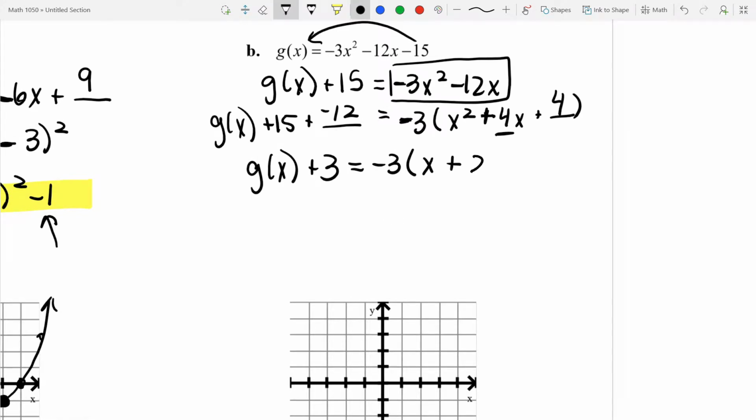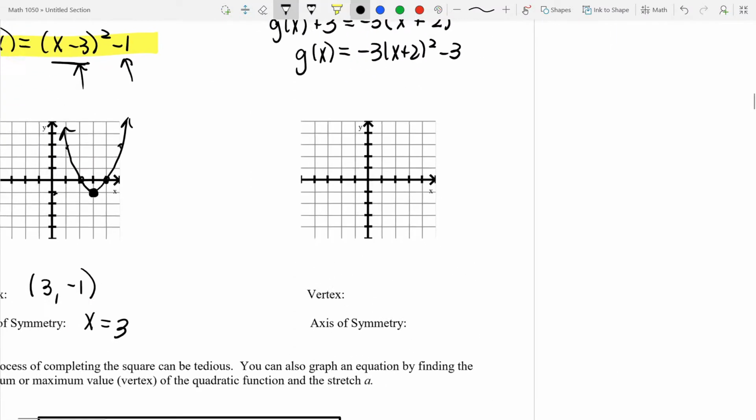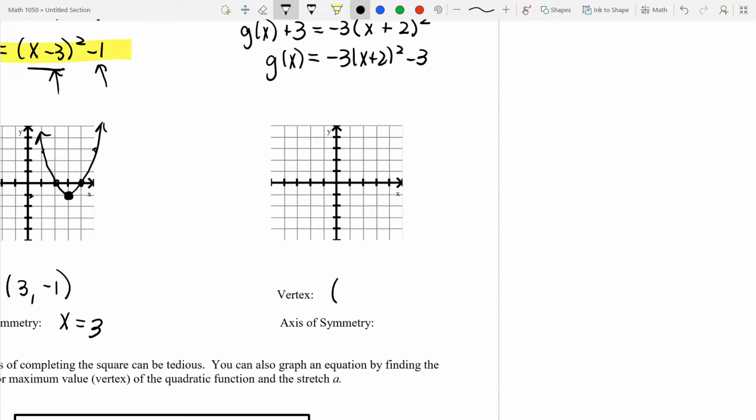Then the square root of 4 is 2. The whole thing's squared. The last step is to get it all on one side. So g of x equals -3 times x plus 2 squared minus 3. There's your standard form. Okay. Vertex. X lies. So it says plus 2, so my guy's minus 2. The k does not lie. It's a -3. The axis of symmetry is -2.